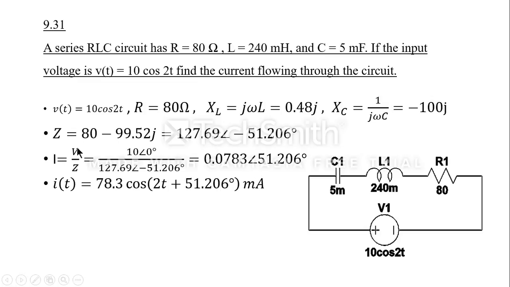So therefore current is equal to voltage by impedance. As you know, the voltage source is given as 10 cos 2t. There is no phasor angle over here, so voltage is equal to 10 with a phasor angle of 0 degrees by impedance, which is equal to 127.69 with a phasor angle of minus 51.206 degrees. So we get an answer of 0.0783 with a phasor angle of 51.206 degrees. So therefore, i(t) is equal to 78.3 cos(2t + 51.206 degrees) milliampere.